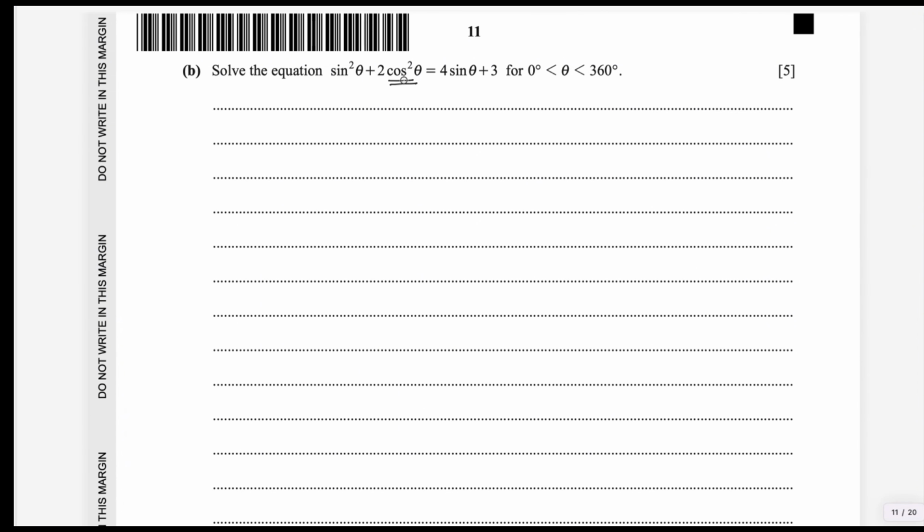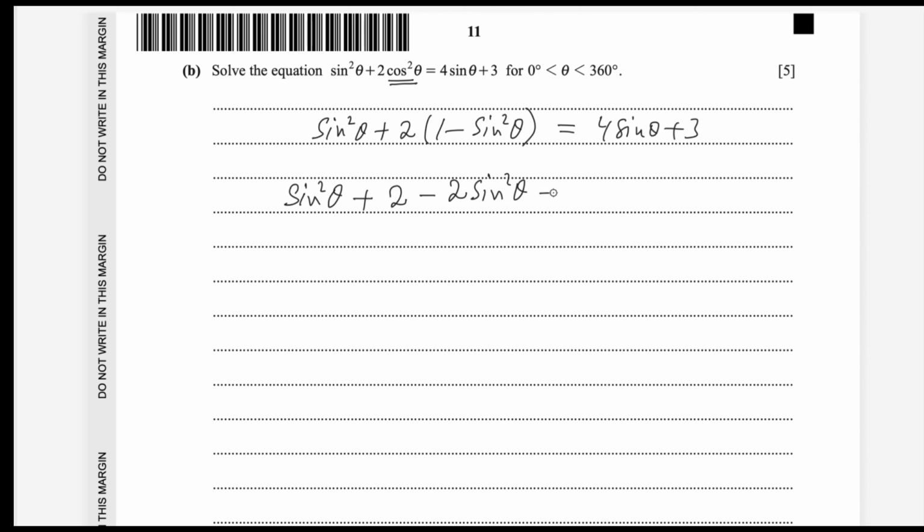So we can replace cos square theta with 1 minus sin square theta here. So it will be sin square theta plus 2 into (1 minus sin square theta) equals 4 sin theta plus 3. Now bring everything here, so it will be a quadratic in terms of sin theta. So sin square theta plus, expand the bracket, it will be 2 minus 2 sin square theta, and you bring these two values here, so it will be minus 4 sin theta minus 3 equals 0.